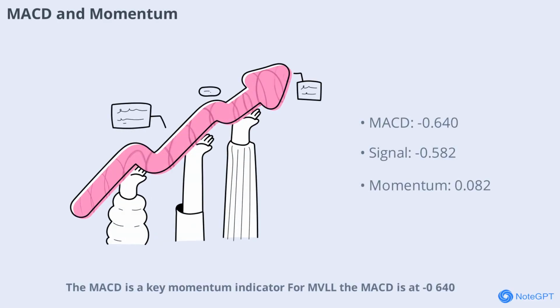MACD is a key momentum indicator. For MVLL, the signal line is at -0.582 and the histogram at -0.057. These negative values suggest bearish momentum, though the histogram is close to zero, indicating that selling pressure may be easing. The MACD momentum is slightly positive at 0.082, hinting at a possible shift. Watching for a crossover above the signal line could be important for spotting a trend reversal.